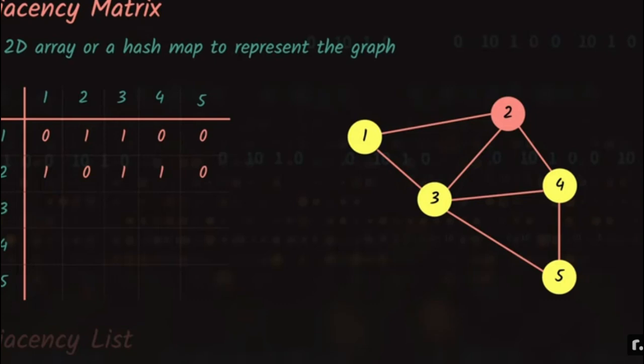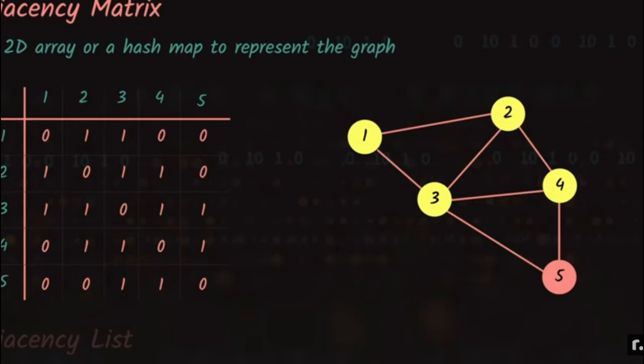Similarly, we will fill up the values for node 3. So 3 has edges connecting it to 1, 2, 4 and 5. So these values will be 1 and the others will be 0. And in the same way, we will fill up the values for the node 4 and the 5 also. And this is how the adjacency matrix works. We have both dimensions of the array representing all the nodes of the graph, and we either put 0 to represent no edge between the nodes, or we put 1 to represent the presence of an edge between the nodes.